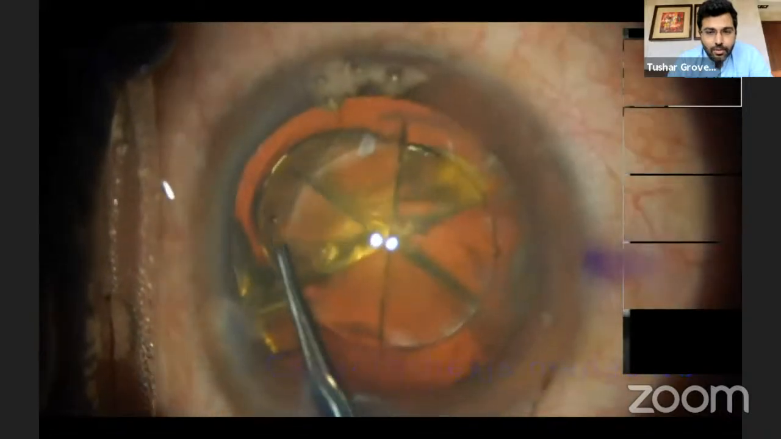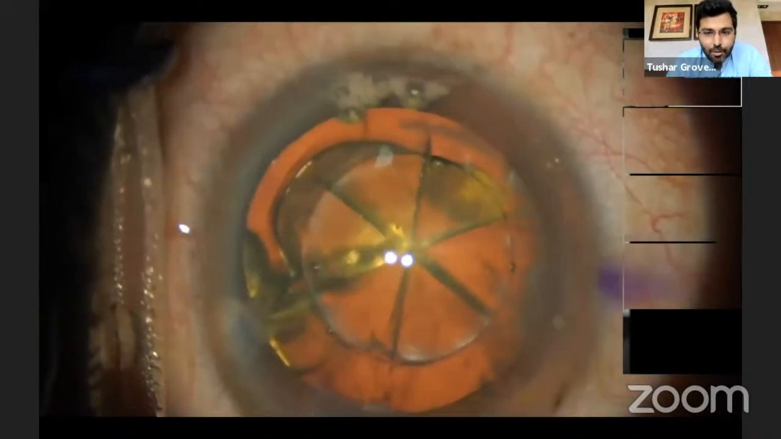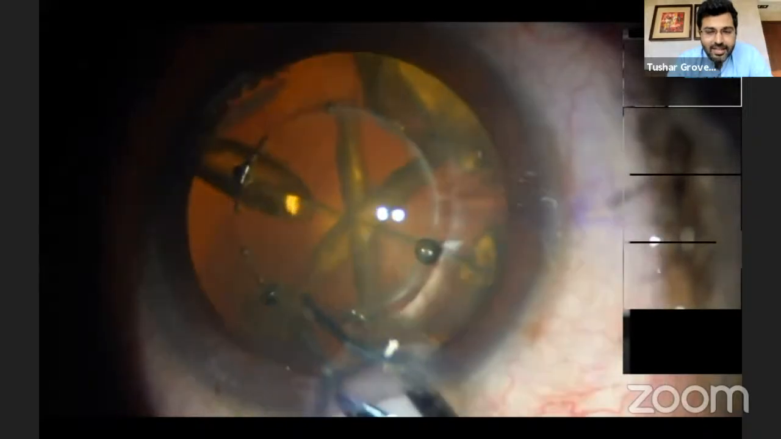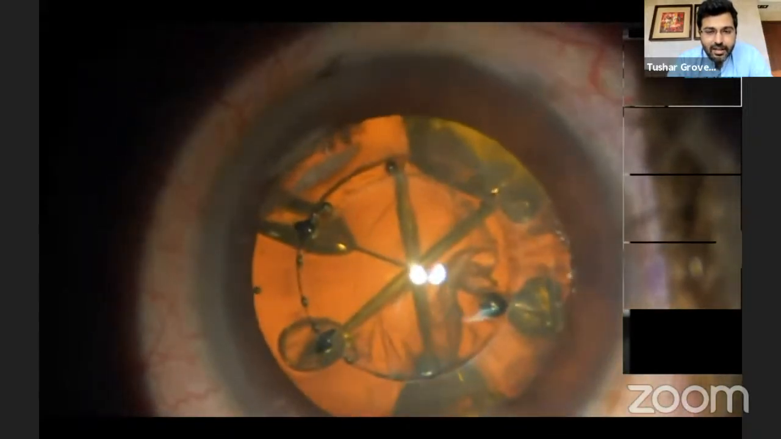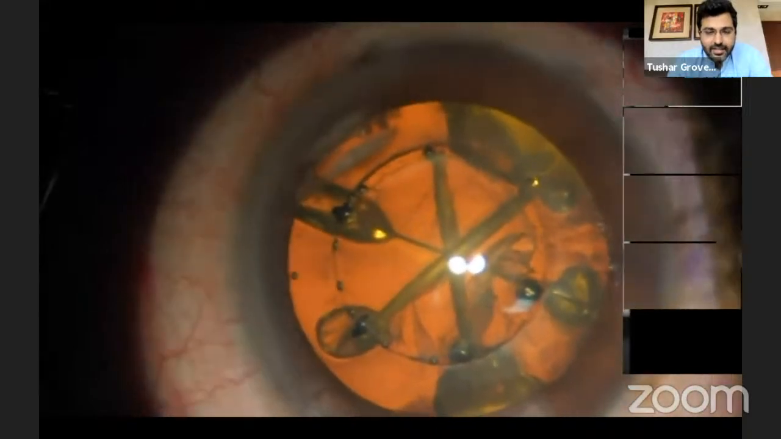And it's important to remove the anterior capsule as if we were doing a manual capsulorhexis, so that in case there are any incomplete tags, we end up getting still a round circular complete rhexis.